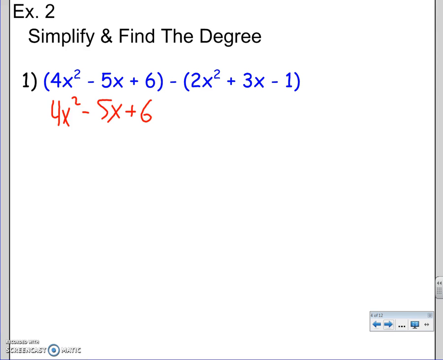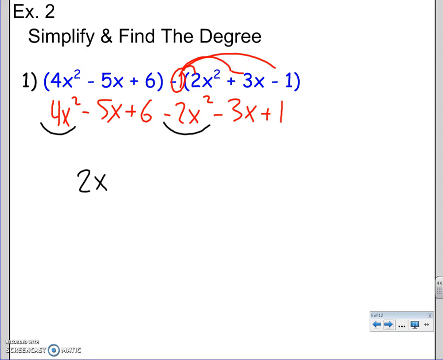The second parentheses does matter because there's a negative sign or a number in front. I must distribute a negative 1 to everything inside. So that is negative 2x squared minus 3x plus 1. Combine like terms. Well, for x squareds, 4x squared minus 2x squared is 2x squared. For the single x's, negative 5x minus 3x is negative 8x. Positive 6 plus 1 is positive 7.